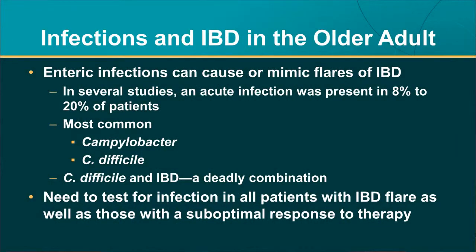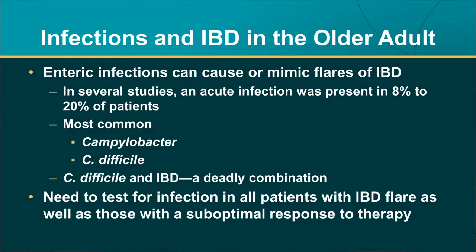Let me talk a little bit more about the enteric infections, because infections can precipitate inflammatory bowel disease or they can mimic flares of inflammatory bowel disease. Several studies have looked at how common this is, and the incidence of acute infection is anywhere from 8 to 20%. Campylobacter was the most common. That's the most common cause of infectious diarrhea anyway, or infectious colitis.